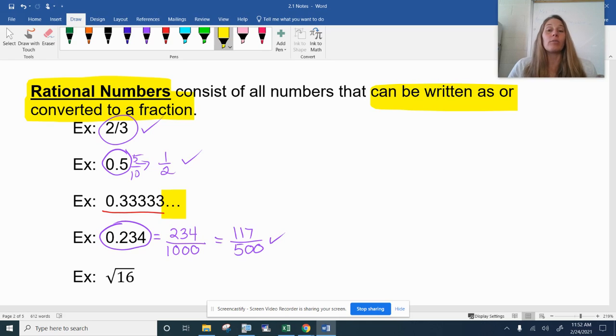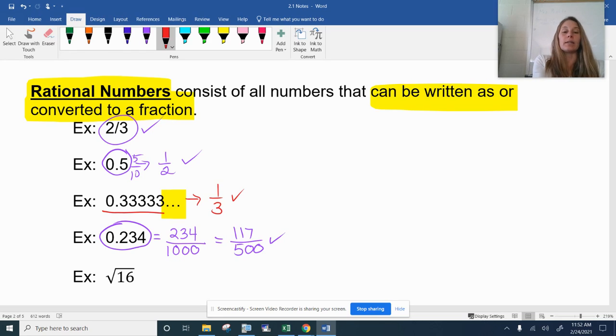Now, 0.33333, it's the same number repeating over and over and over again. That can be written as a fraction. In this case, you might recognize it. It is 1/3. So if you had maybe 0.12121212, if it's the same number or numbers being repeated, that can be converted into a fraction, so it would still be rational.